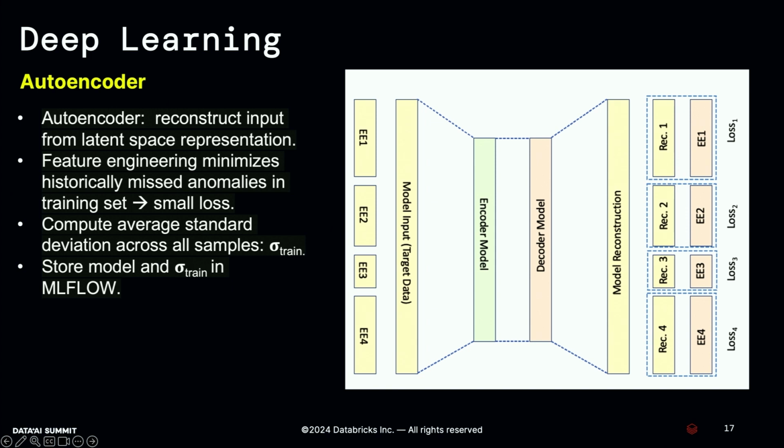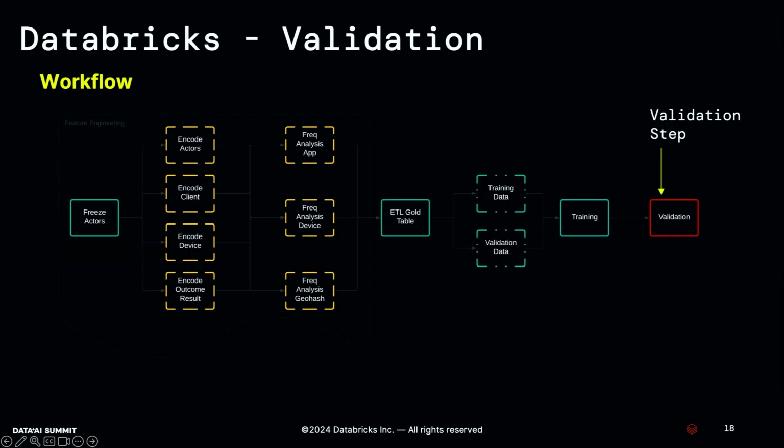Now, the feature engineering Hayden talked about is designed so that we minimize any historically missed anomalies from being in our data set, because we want the training to have the smallest loss possible, so that when we're in production and an anomaly comes in, it has a really high loss. Once we train the model, we compute a standard deviation across all samples, and then an average standard deviation, and we store that in MLflow.